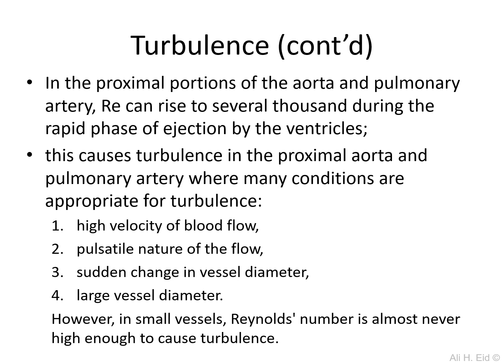This is going to cause turbulence in the proximal aorta and the pulmonary artery, and the conditions are optimum for turbulence. There's a very high velocity of blood flow. There is a pulsatile nature of the flow, so it's not really smooth, and we'll elaborate on that in my other lecture. And there is also a sudden change in the vessel diameter. Remember, that's very important. We mentioned that a while ago when we talked about branching, and the diameter is very high. Remember, the diameter and Reynolds number are directly proportional to each other.